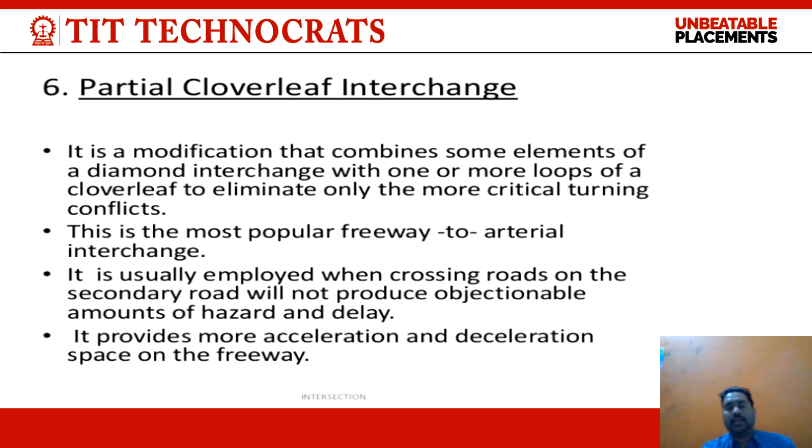Now, partial cloverleaf interchange. It is a modification that combines some elements of a diamond interchange with one or more loops of a cloverleaf to eliminate only the more critical turning conflicts. This is the most popular freeway to arterial interchange.